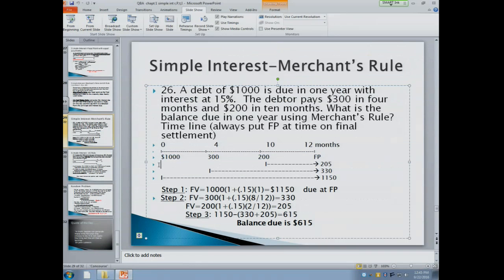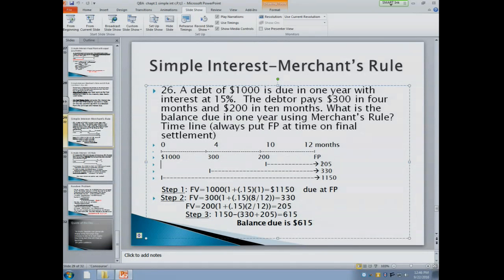We owe $1,000. We make a payment against that in the 4th month, and we pay $300. We make another payment in the 10th month for $200, and we want to know how much our final payment is at 12 months. Well, the Merchant's Rule will find a future value of the $200, the $300, and the $1,000. And that's what I did here.